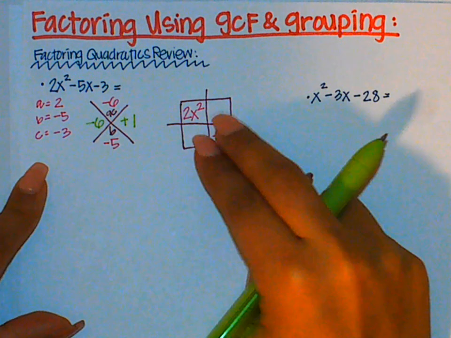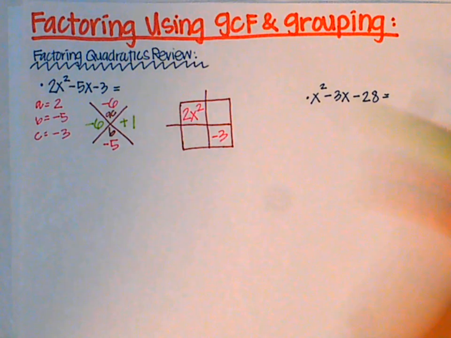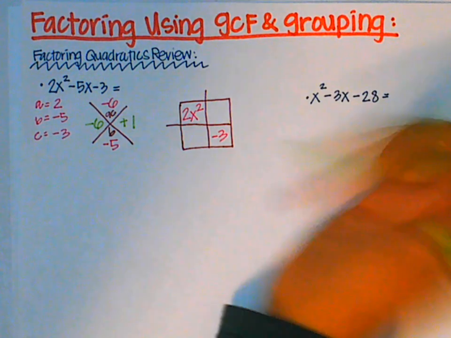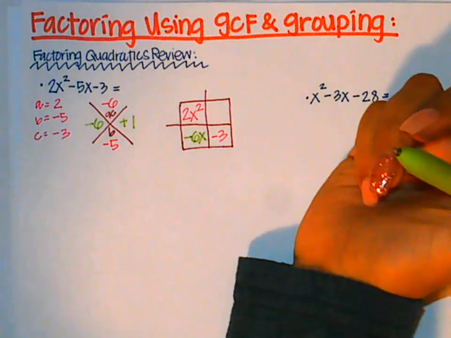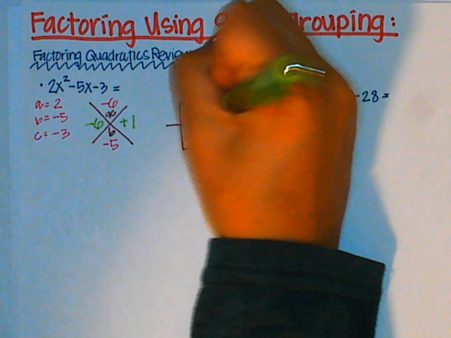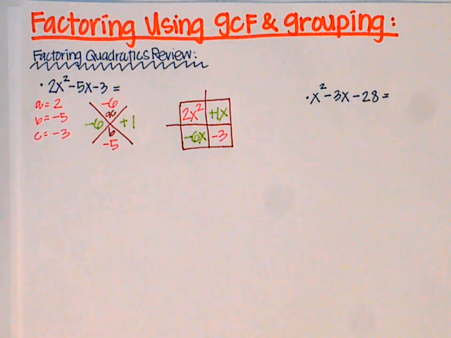Now, remember, it doesn't matter where you position them. It'll ultimately give you the same factors. So I'm going to do -6, and I need to add an x. And then I'm going to say +1, and again, add the x. From here, I want two terms.